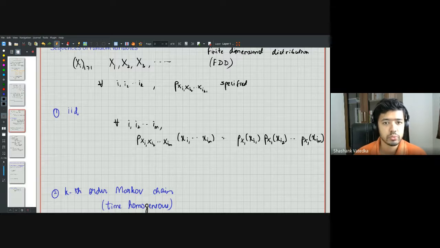All right, so we also saw different notions of sequences of random variables. We just refreshed what it means for a sequence of random variables to be IID or to be a Markov chain.